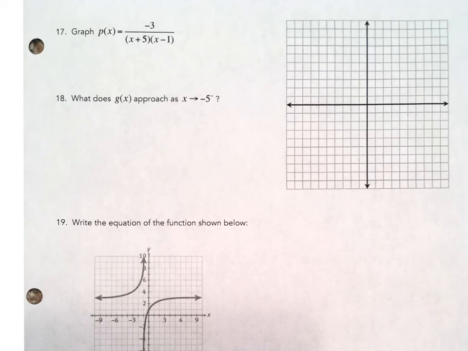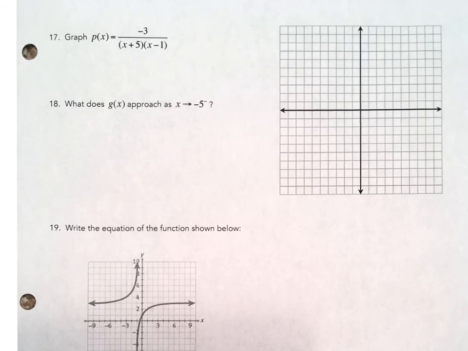Now in this last part, remember you'll have your calculator, so you'll be able to draw the graph. Your vertical asymptotes are at x equals negative 5 and x equals 1. Your asymptotes have to be on the graph. So we've got an asymptote here and here.